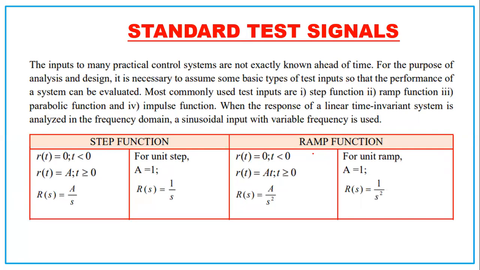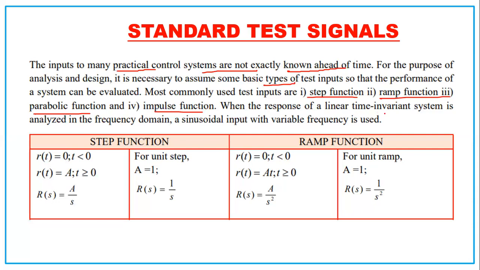So an input signal can be a sudden shock, or a sudden change. It can be constant velocity, constant like that. The input signals of any practical control system are not exactly known ahead of time. For the purpose of analysis and design, it is necessary to assume some basic type of signals. So which are the basic signals? Step signal, ramp function, parabolic function, impulse function.